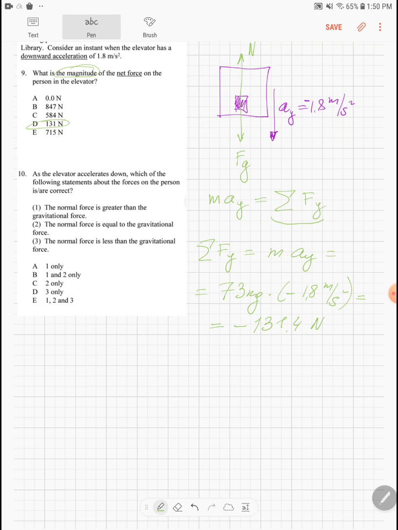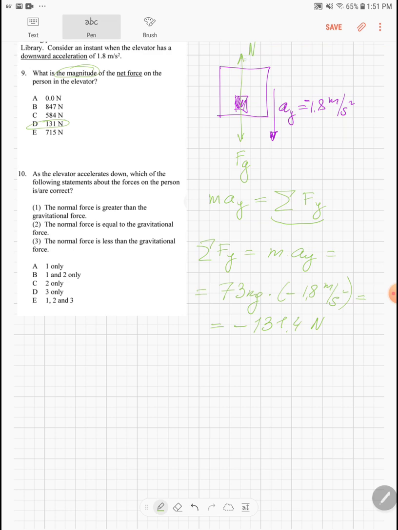Okay, so the next part is the following: as the elevator accelerates down, which of the following statements about the forces on the person are correct? And there are the statements: the normal force is greater than the gravitational force, the normal force is equal to the gravitational force, or the normal force is less than the gravitational force. To answer this question, we have to find this gravitational force.